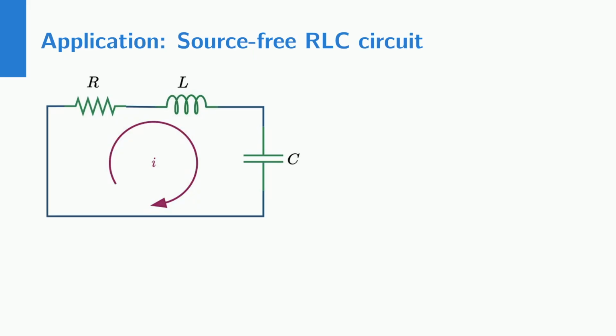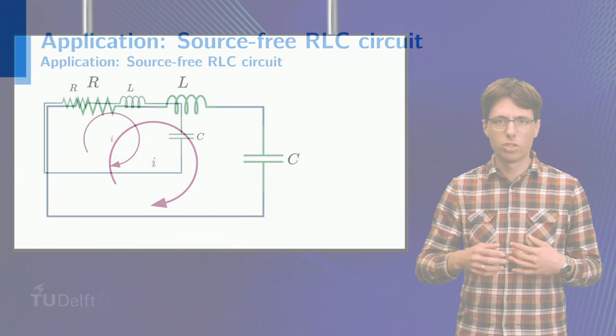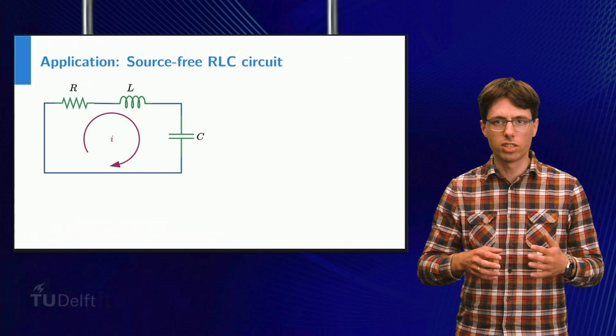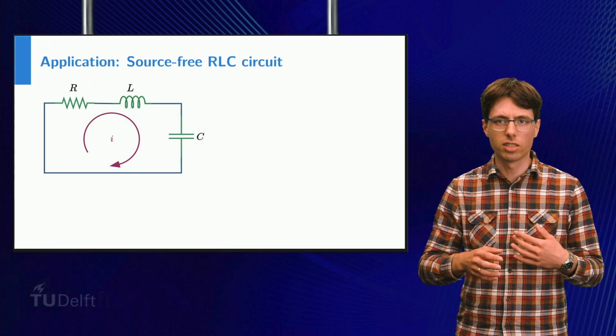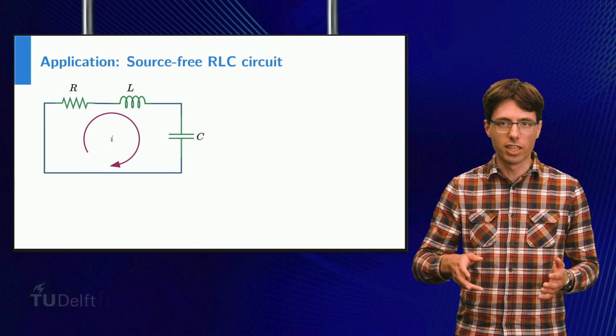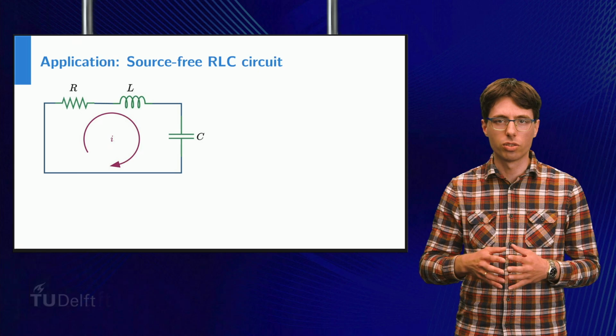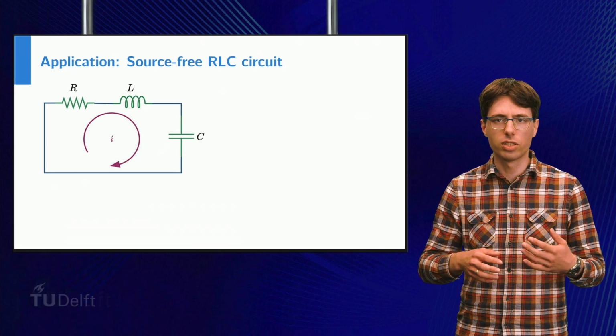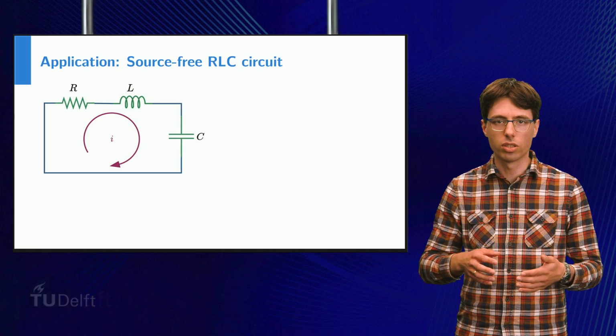As a final application, we will also consider something that initially looks very different, but in fact has very similar properties to the mass spring system. This is the so-called source-free RLC electrical circuit. What you see is that a resistor with resistance R, an inductor with inductance L, and a capacitor with capacitance C are placed in series without a voltage or current source. We're interested in the current I that goes around this circuit.